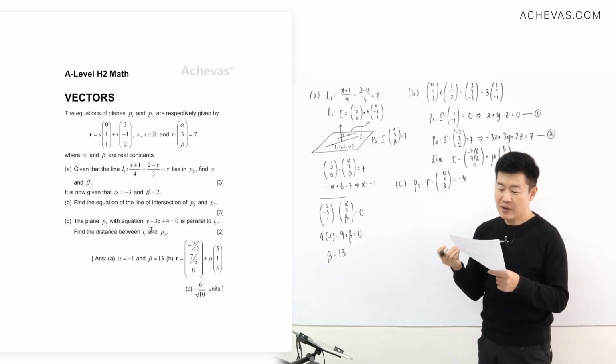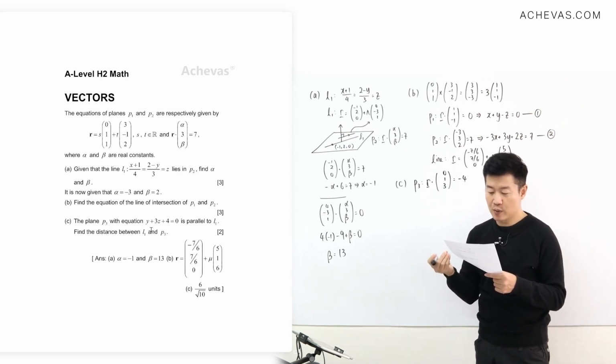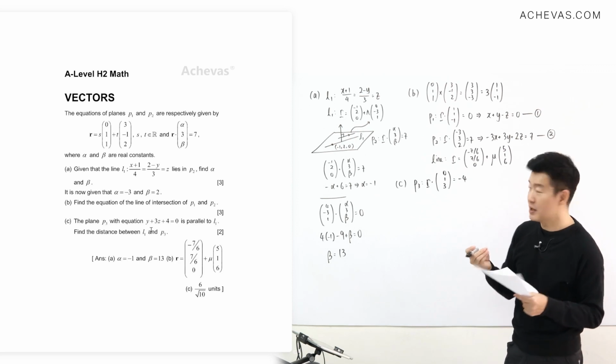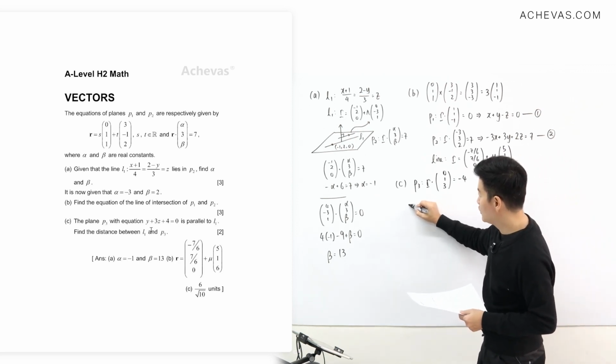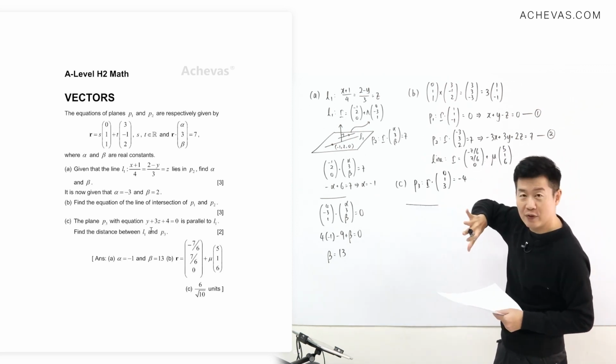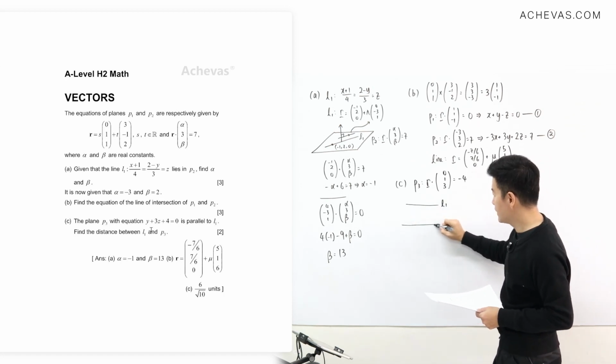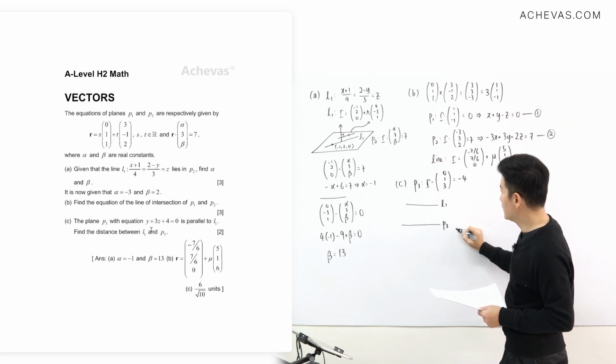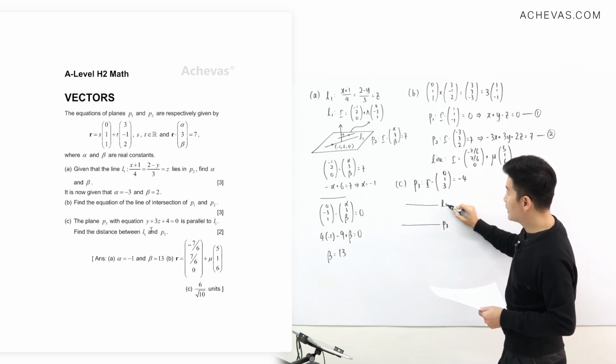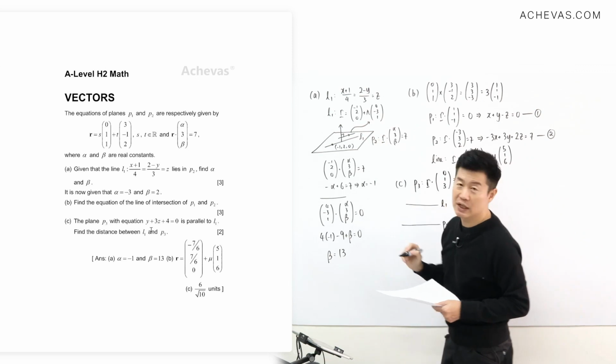The question says that P3 is parallel to L1. We want to find the distance between L1 and P3. So the diagram can look something like this. If I were to look at it from the side, L1 is here, for example, and let's say P3 is here. So the equation of P3 is this. As for L1, we have the equation here.